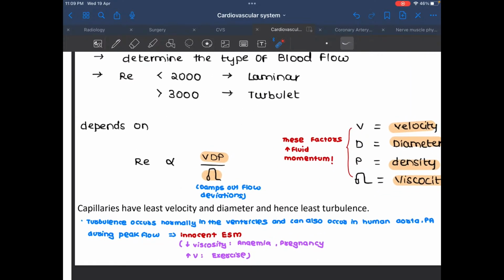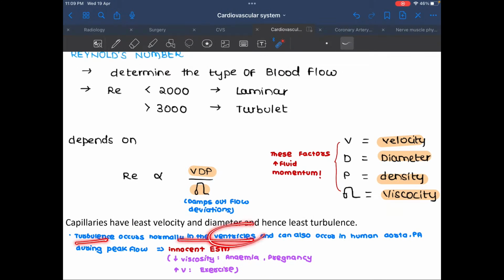Okay, and just remember, turbulence occurs normally in the ventricles. Okay, and can also occur in the human aorta during peak flow. उस time पे it might generate a murmur, which might be an innocent ejection systolic murmur. Okay, right. For example, in case of anemia, I often say that turbulent flow हो सकती है. Why that can happen is because anemia में this viscosity is going to drop down. So whenever this viscosity is going to drop down, the Reynolds number is going to increase, and that's why I'm going to see a pulmonary ejection systolic murmur in case of anemia. That's known as a Hemic murmur.